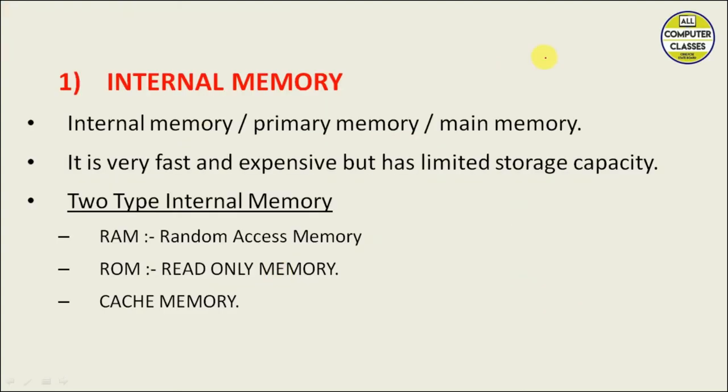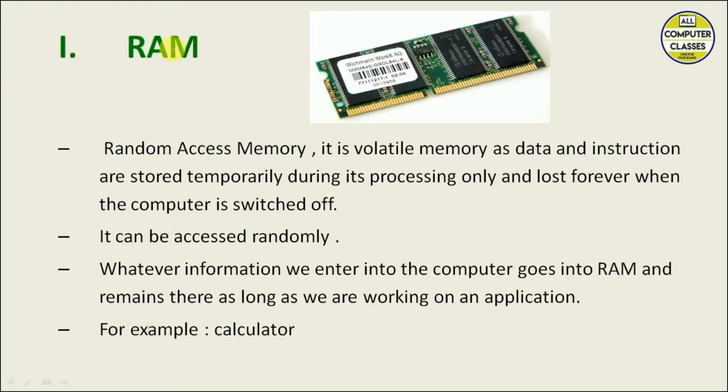Now what is internal memory? Internal memory or primary memory or main memory, so they are one and the same thing. So what is the specialty of this memory? This internal memory is very fast, it is expensive, but has a limited storage capacity. So this is the feature of internal memory. So three types of internal memory: RAM, ROM and cache memory, right? So first of all, RAM memory.